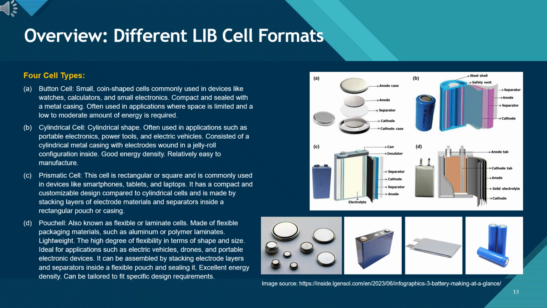Prismatic and pouch cells offer higher packaging efficiency and flexibility for modern consumer electronics and electric vehicles. As we move forward in the course, understanding these form factors will help you see why manufacturing steps diverge depending on the cell type.